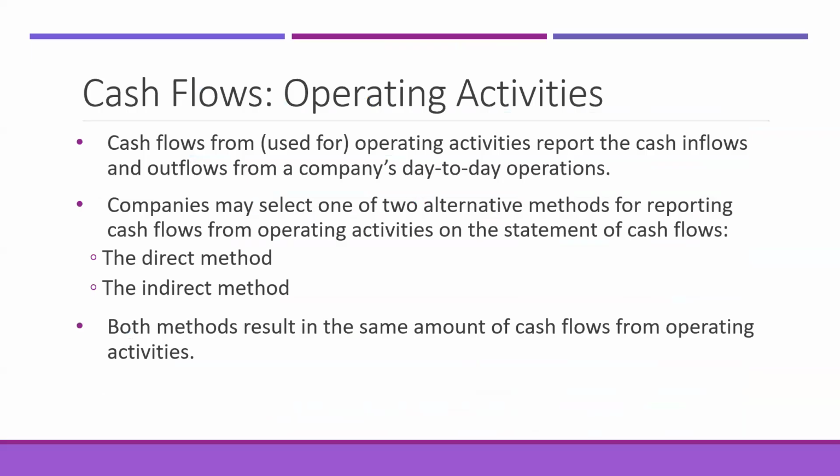So cash flows from operating activities are inflows and outflows from the day-to-day operations of a company. There's two methods, the direct method and the indirect method. However, they both result in the same amount of operating cash flows. It's just a different way of presenting it on the financial statements, and it's a different way of preparing it and calculating it. But the actual net cash flows from operating activities, exact same.